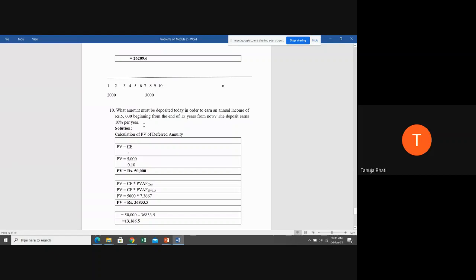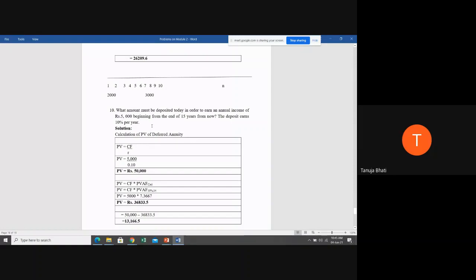Students, have they given for how many years the income should be flowing? The start year is given: they want the income to flow from the end of 15 years. But is the end year given? Is the last year up to which the income should flow given in the problem? No. So if it is not given, which formula are you going to use? Perpetuity. Very good.